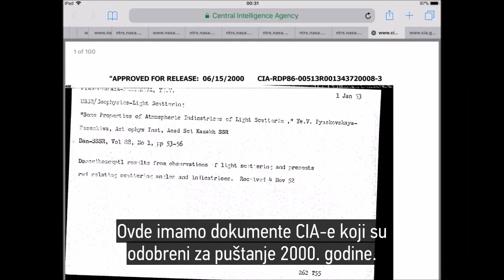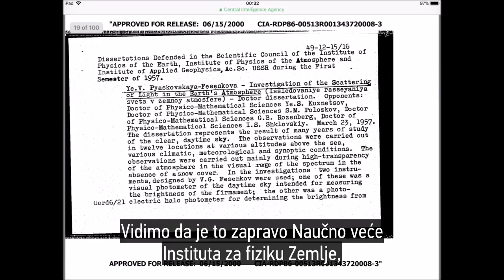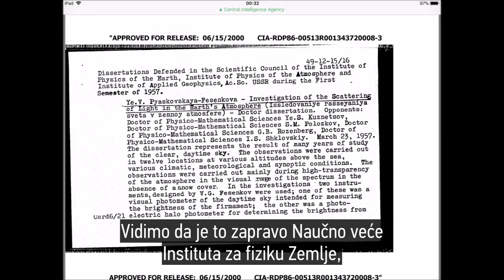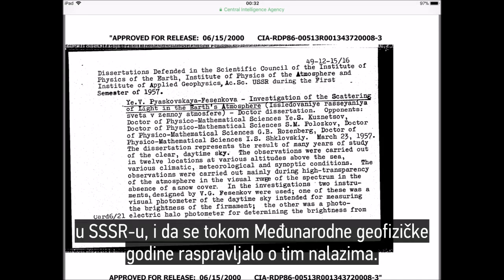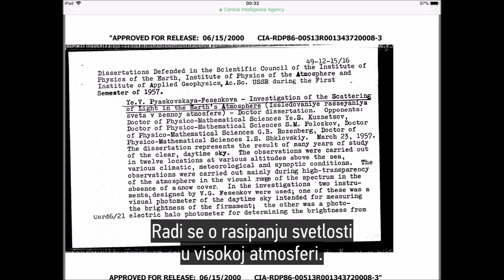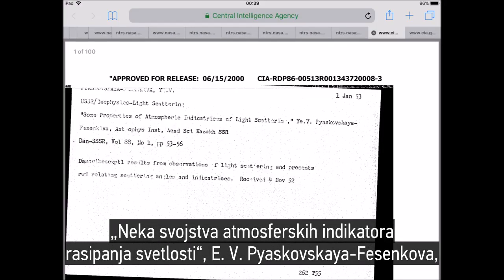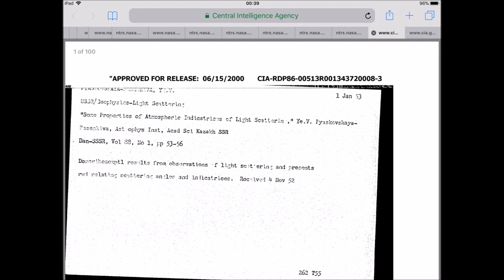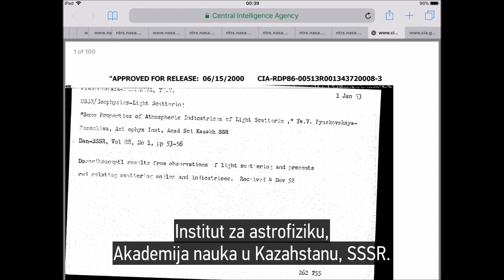So you'll see these CIA documents that were approved for release in 2000, and you'll see that this is actually the Scientific Council of the Institute of Physics of the Earth in the USSR, and that they argued for these findings at the geophysical year. It's about light scattering in the high atmosphere, so some properties of atmospheric indicatrices of light scattering by Pyaskovskaya, Fasenkiba, the Astrophysics Institute, the Academy of Sciences in Kazakhstan, the USSR.